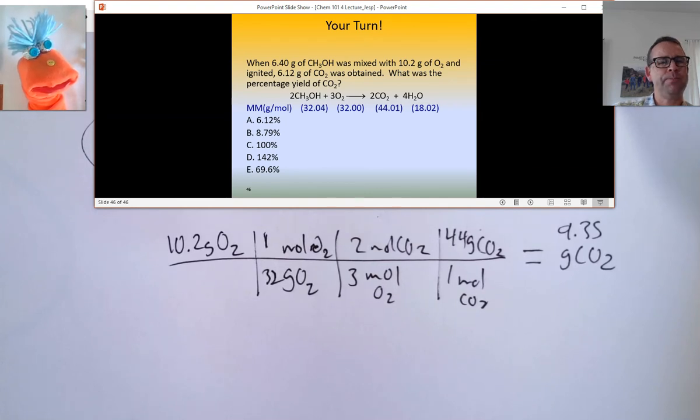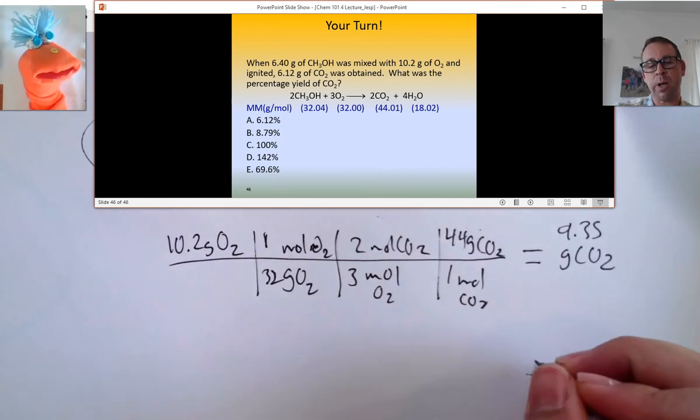Are we missing something? Maybe. What are we supposed to do with the 6.40 grams of CH3OH? That's a good question. What are we supposed to do with that? Do we need that somewhere? I don't know. What do you think? What do you call it when a problem gives you amounts of two different reactants? Oh, this is a limiting reagent problem. That's right. It is a limiting reagent problem because we don't know which one's going to run out first.